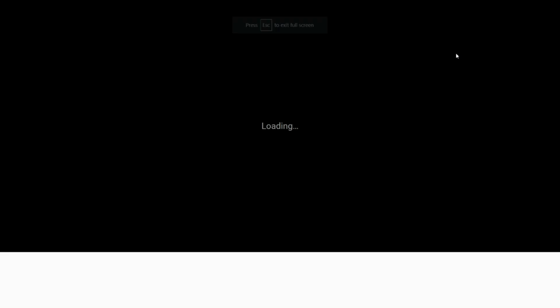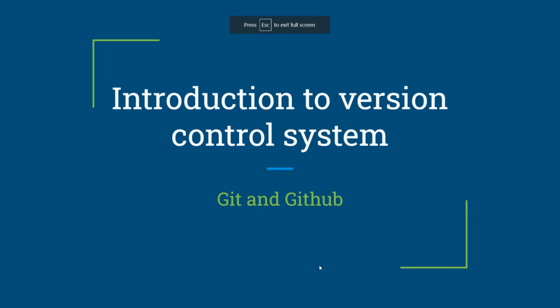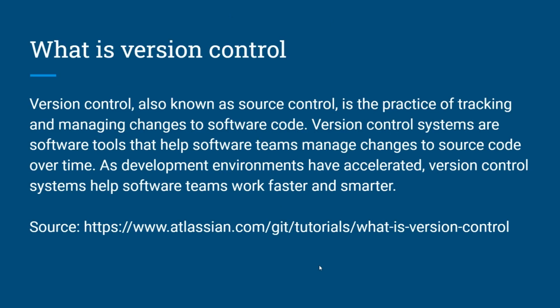So, right, introduction to version control system. Version control system is basically known as source control. You can call it either version control or source control.